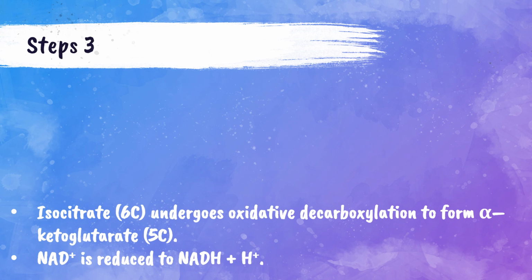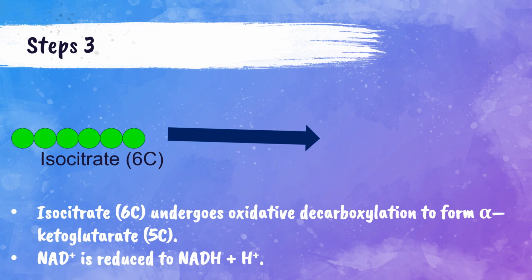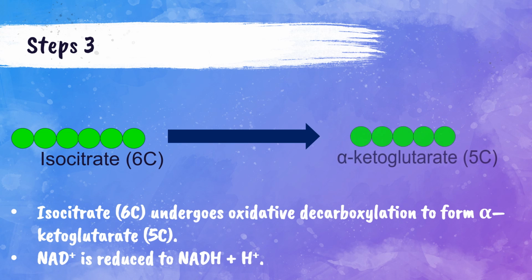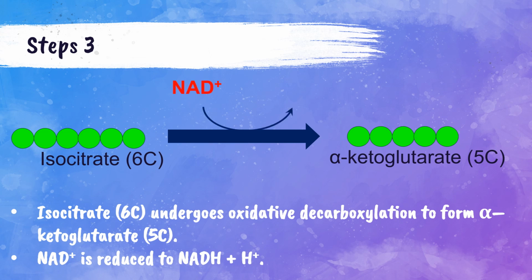In the third step, isocitrate undergoes oxidative decarboxylation, leaving behind a 5-carbon molecule, that is alpha-ketoglutarate. During this step, NAD positive is reduced to form NADH and hydrogen ion. Carbon dioxide is also released in this step.